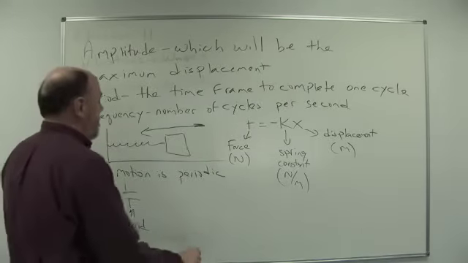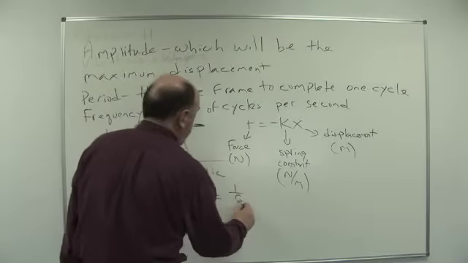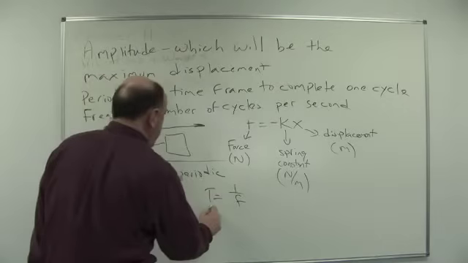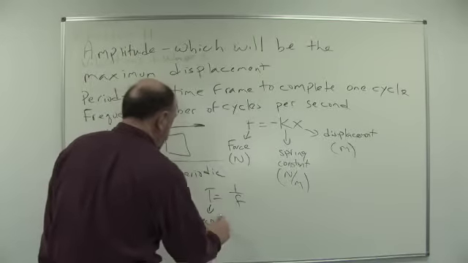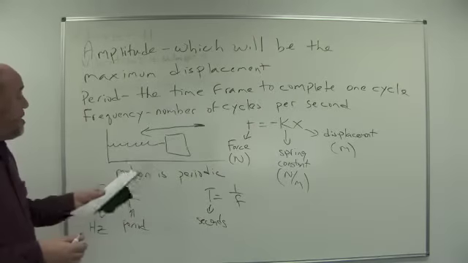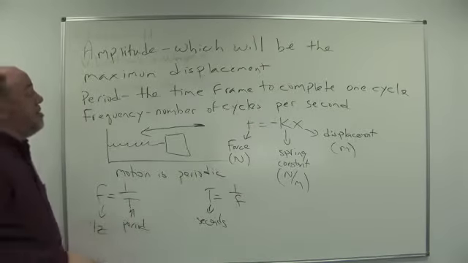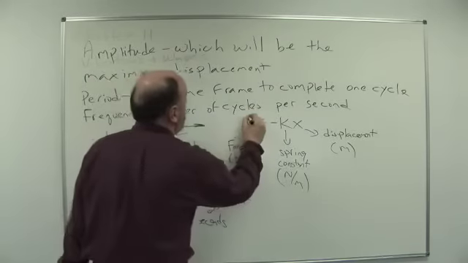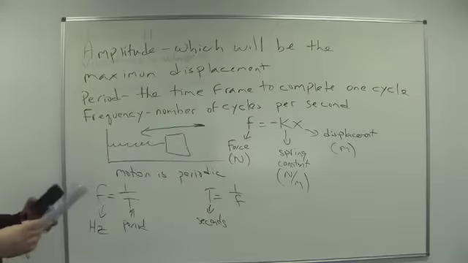And then the period will be 1 over the frequency, and the units on this will be seconds. So we look again at our system here, rocking back and forth. We can find the frequency, and we can find the period of the system.